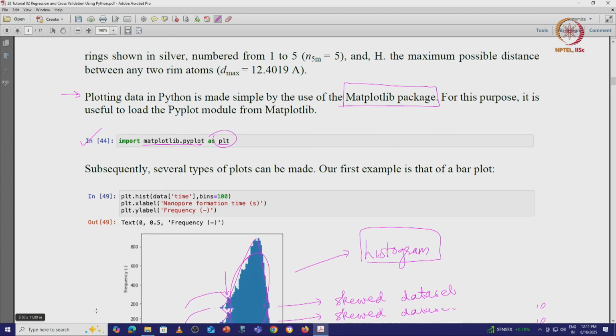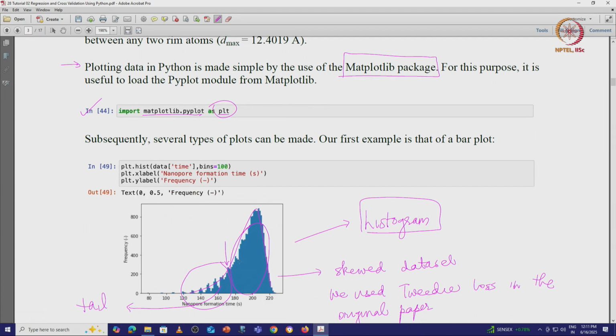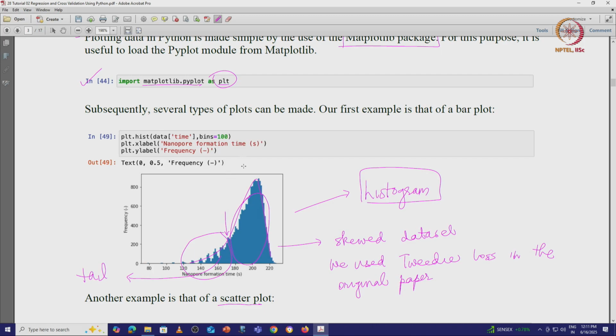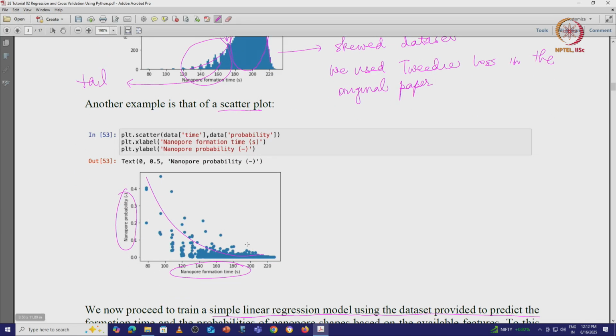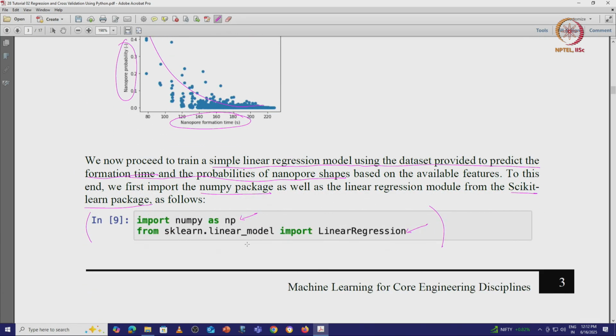Okay, so all these things are again a refresher from the previous class. You can make a plot to understand how the data is distributed, and like you can see, it's a skewed distribution, particularly for nanopore probabilities. It's very highly skewed. I'm only showing the histogram for the formation time, but you can plot on your computer the histogram for the probabilities, right. You can also look at scatter plots and so on and so forth.